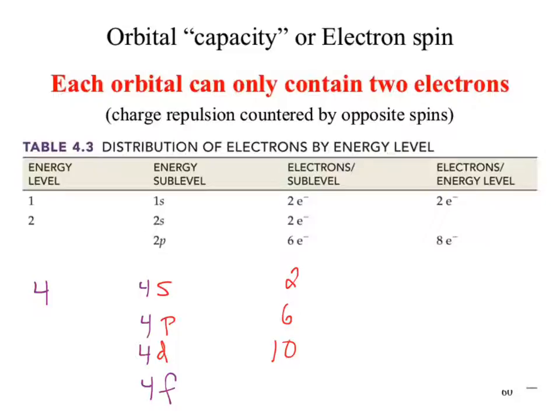We find the f block. How many columns in the f block? 14. How many electrons in the f orbitals? 14. How many electrons in the 4th energy level? More than I can count, but we'd add up all those numbers and that would be our total. 32. You guys did that better than I did. Kind of makes sense?